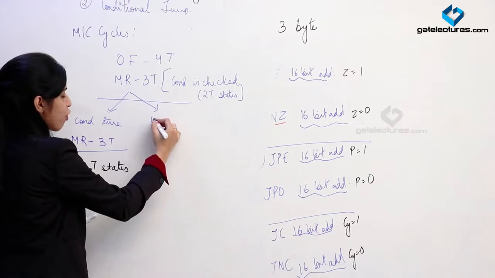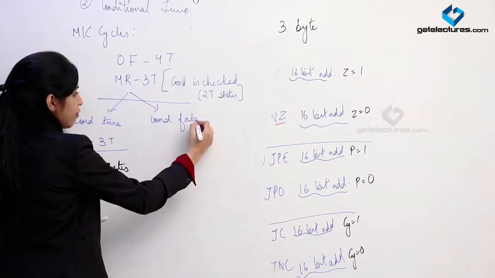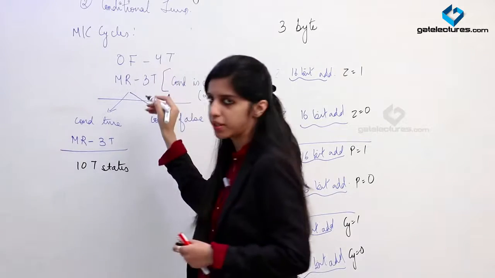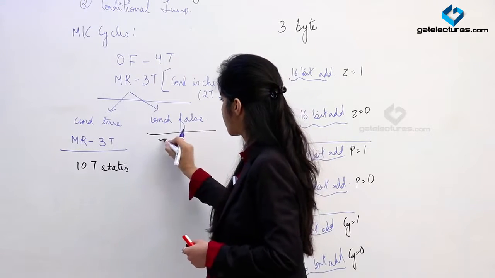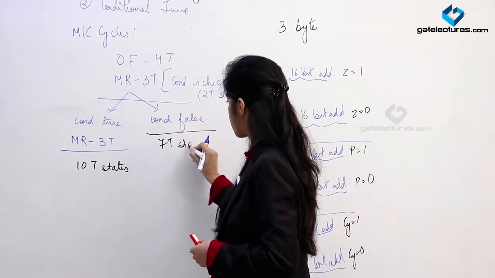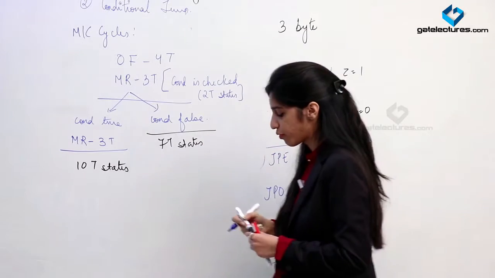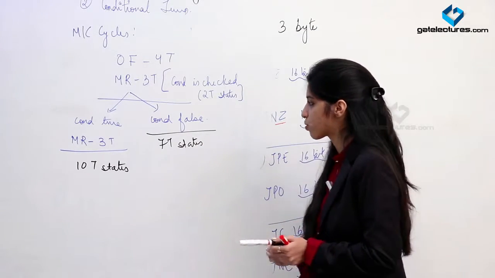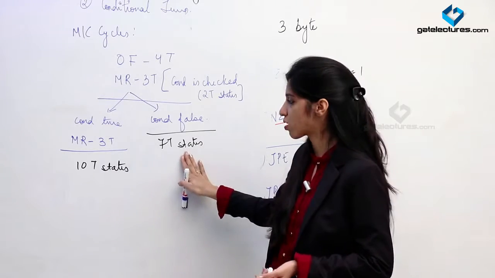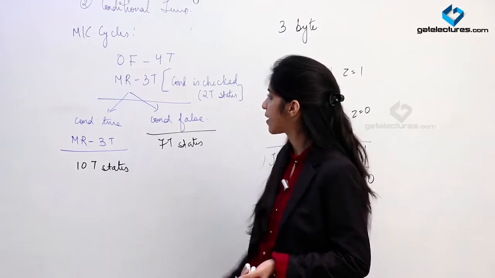Suppose the condition was false. If the condition was false, we are going to stop it here itself. So this is going to take 7 T states. So if the condition is false, the conditional jump is going to be a 7 T states long instruction. If the condition is true, it's going to take 10 T states.